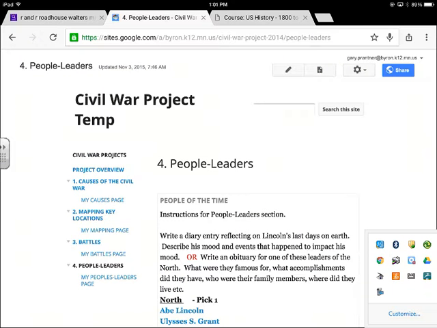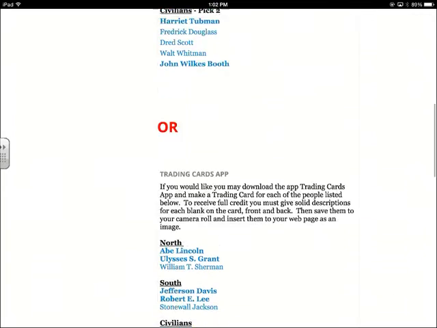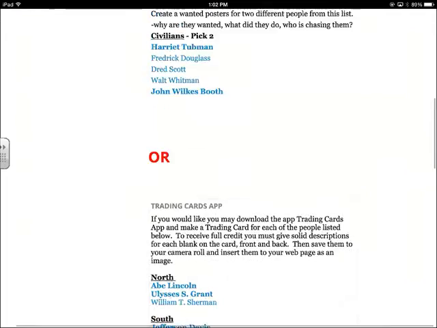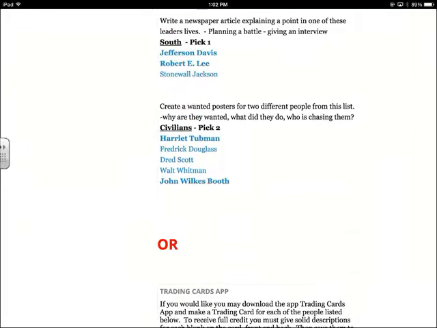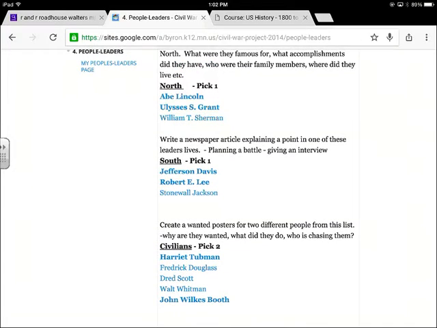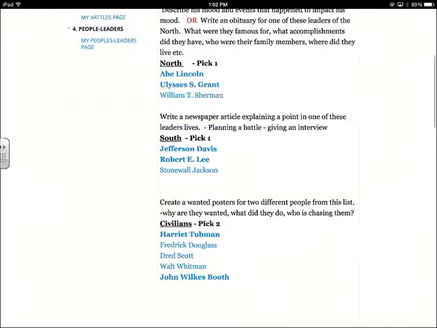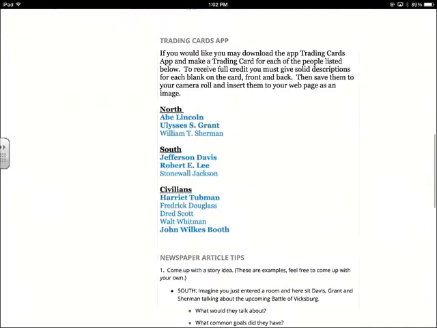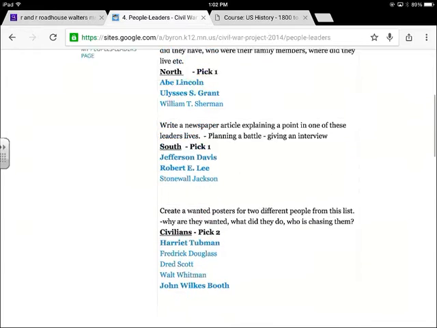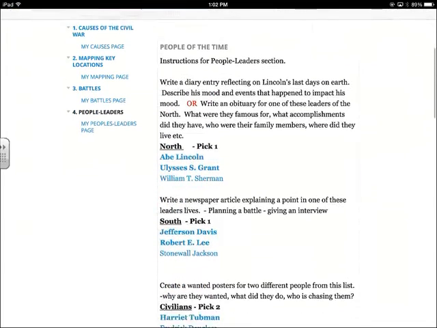Some of you are getting done with your battles page, and so you're going to be ready to start your people and leaders part of your project. Two things here as we take a look at your people and leaders part. It's completely your option. You have two different choices of products. However, you cannot pick and choose. You either have to do the first part on top up here, or you have to do the bottom part down here. So, the explanation for the top part.